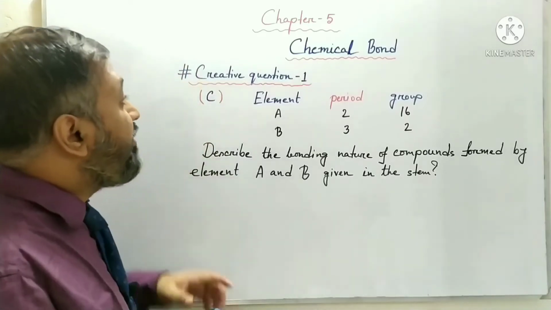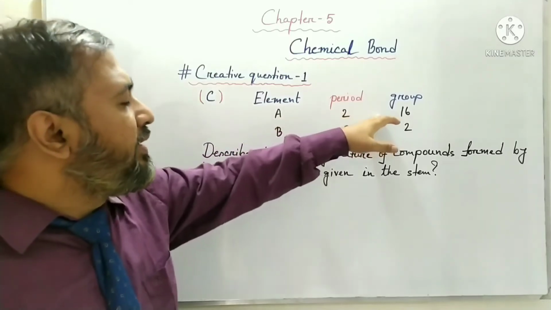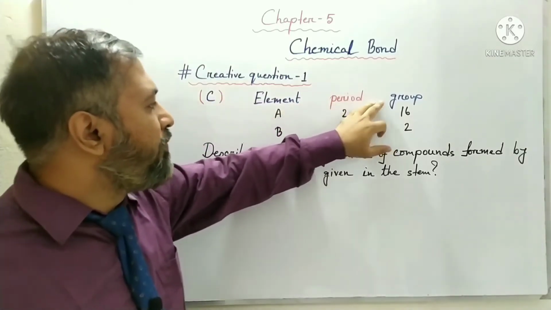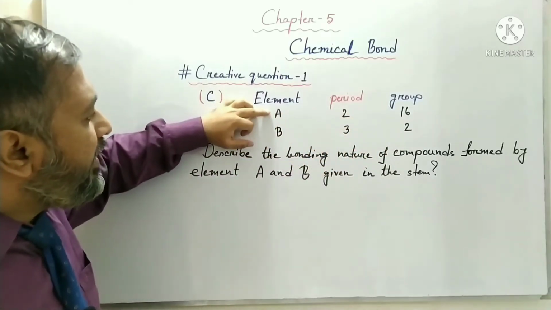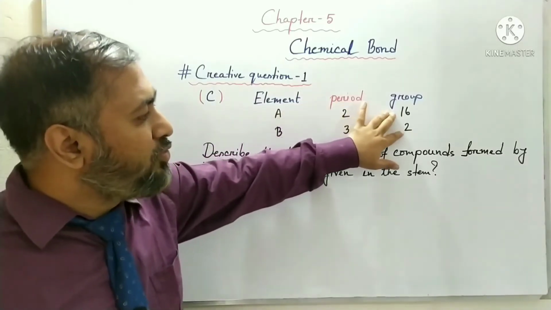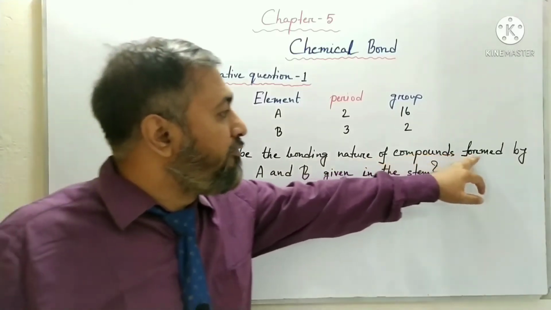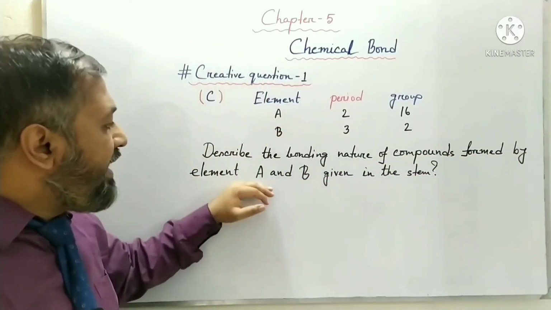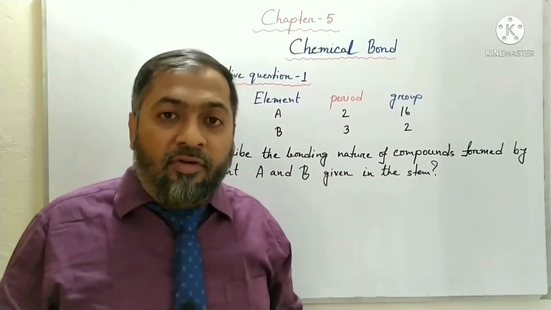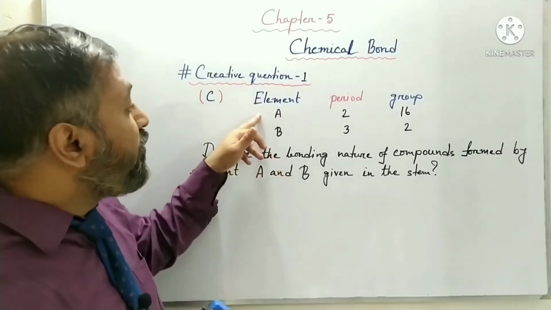Now students, come to creative question 1c. Here you can see 3 different rows are provided. In the first part you can see element, second period and third group, and two elements are provided here, A and B, and their periods are 2 and 3 and their groups are 16 and 2. And now the question is, describe the bonding nature of compounds formed by elements A and B given in the stem. Now you need to describe or explain what kind of compound is formed between these two elements A and B.